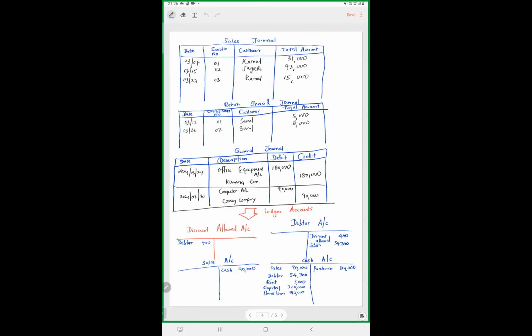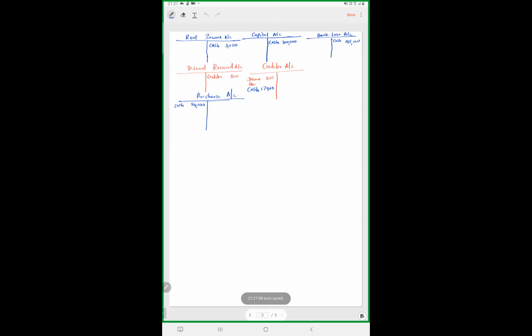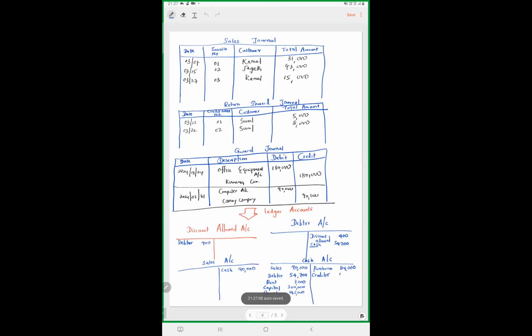Then creditor account, sorry, cash account credit 17,400.